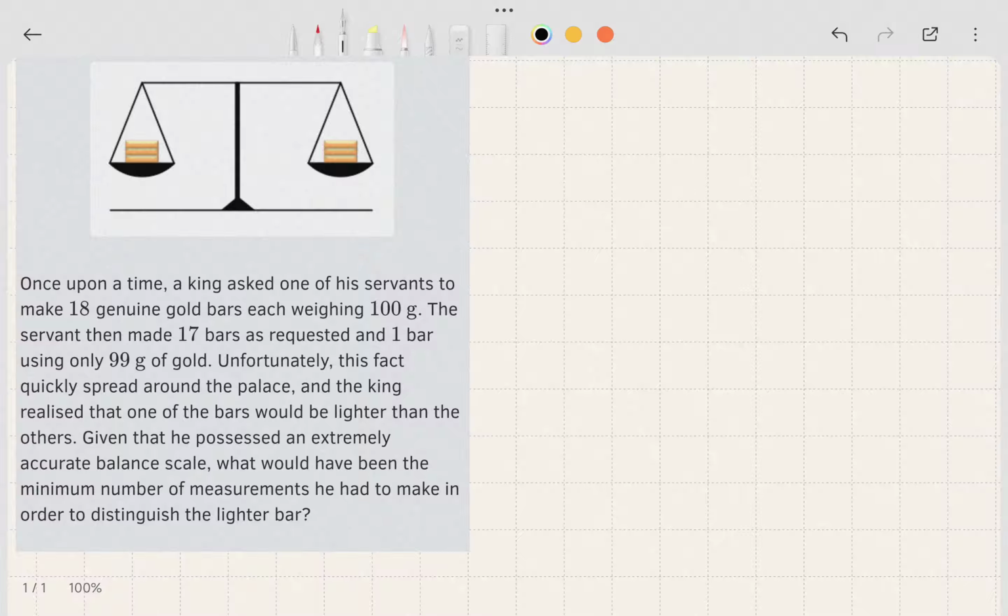Once upon a time, a king asked one of his servants to make 18 genuine gold bars, each weighing 100 grams. The servant then made 17 bars as requested and one bar using only 99 grams of gold. Unfortunately, this fact quickly spread around the palace, and the king realized that one of the bars would be lighter than the others. Given that he possessed an extremely accurate balance scale, what would have been the minimum number of measurements he had to make in order to distinguish the lighter bar?